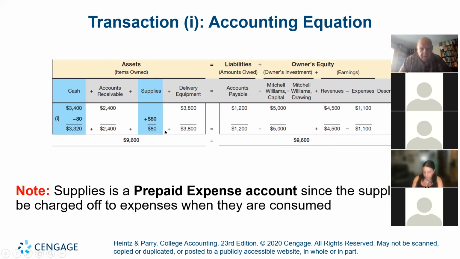So here you go. Here's a new asset, supplies. Supplies went up, but it cost us $80 in cash. Supplies is a prepaid expense account since the supplies will be charged off to expenses when they're consumed. That's a chapter 4 item we'll be getting into, the prepaids.